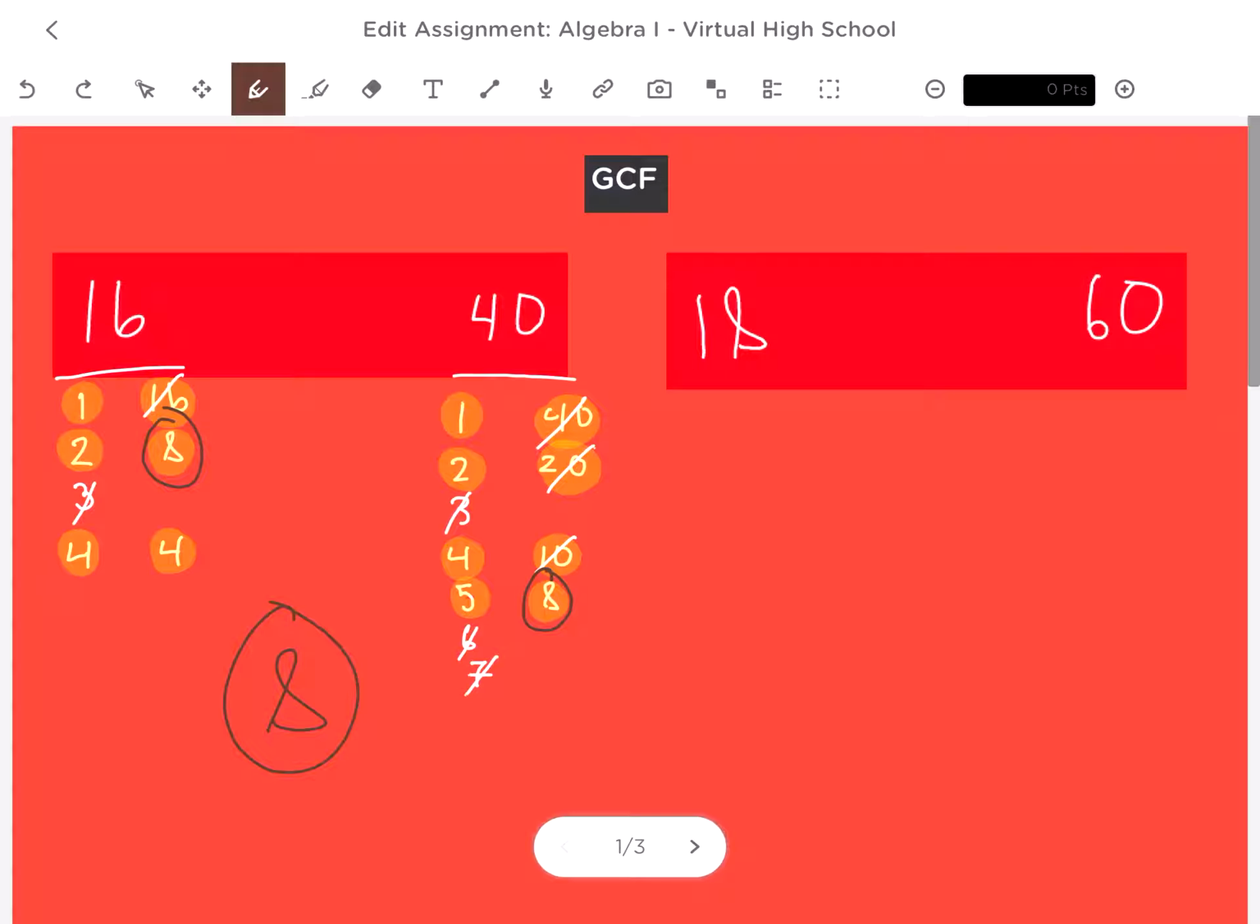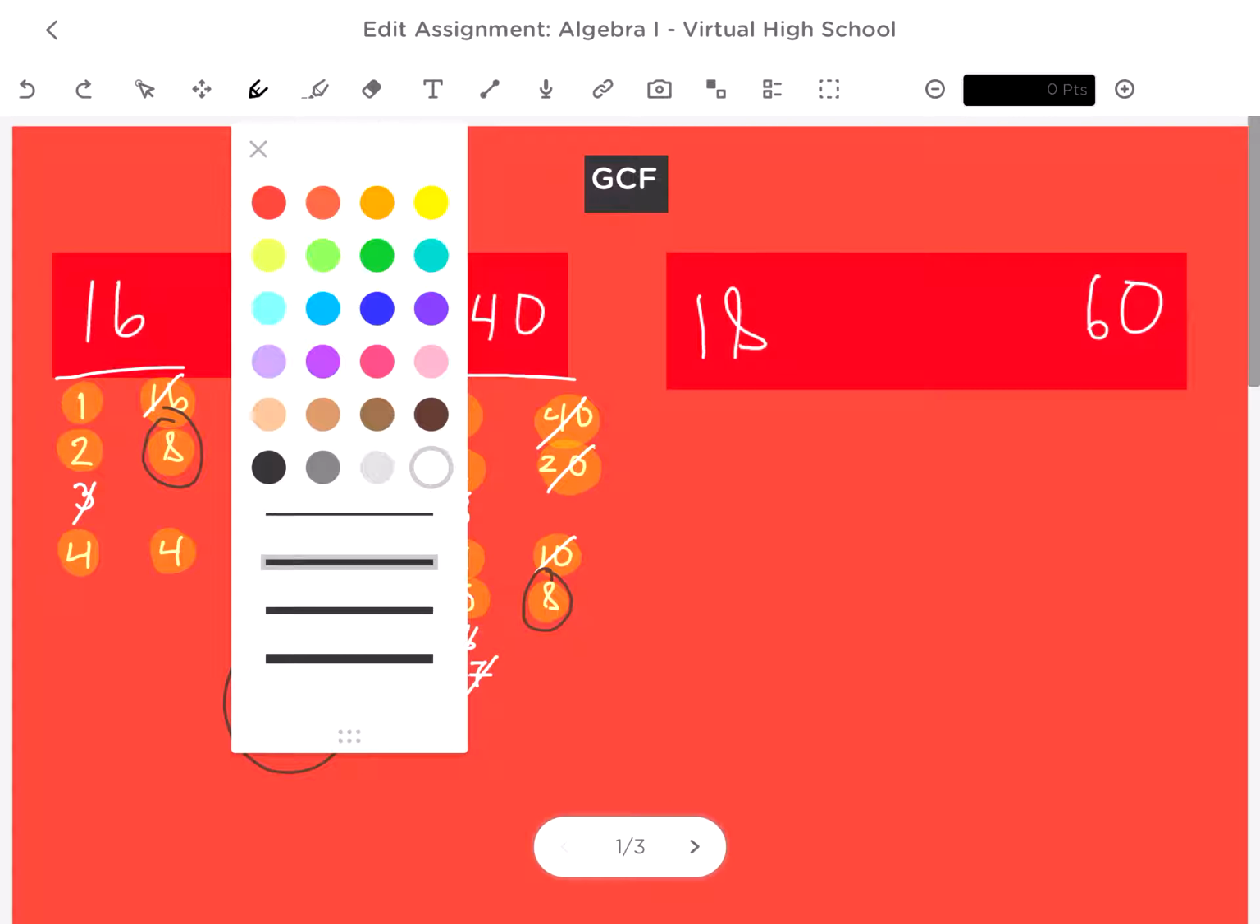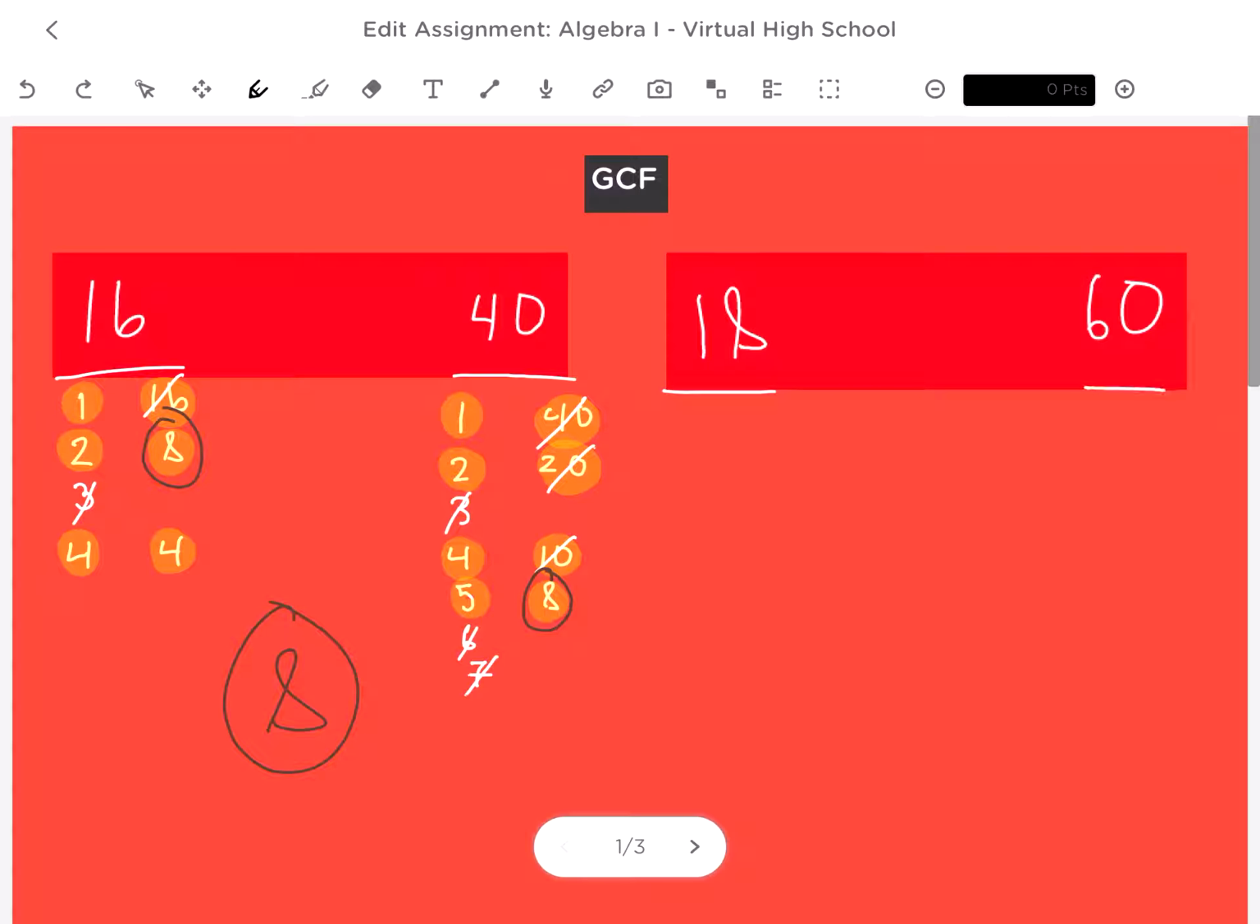All right, I'm going to stop for a second and let you guys do the second one. Okay, let's see what we got here. I'm going to do 18 and 60. 18 divided by 1 is 18. 18 divided by 2 is 9. 18 divided by 3 is 6. 4 does not work, 5 does not work, and I already did 6. So those are all my factors for 18.